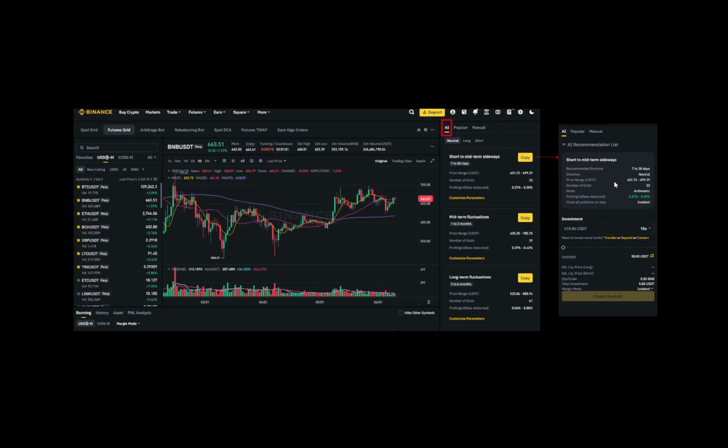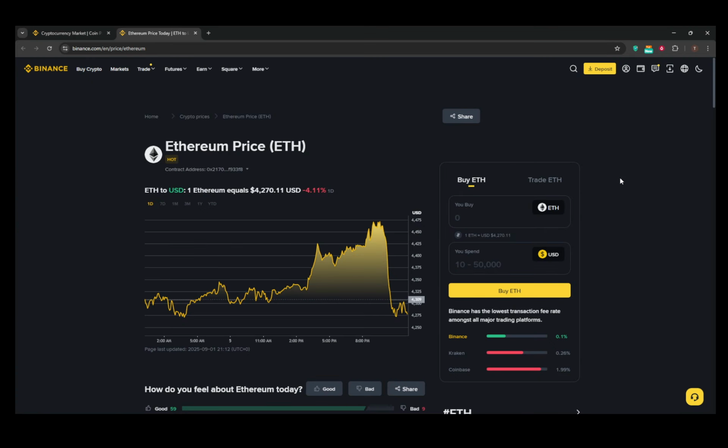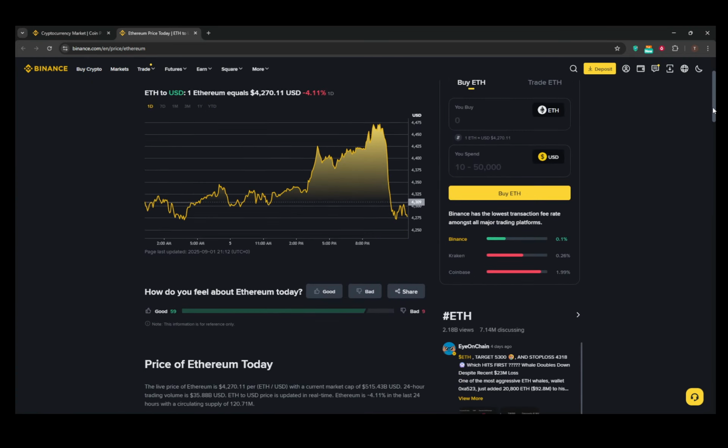By integrating these powerful AI tools into your trading workflow, you'll enhance your ability to make data-driven decisions, keeping you ahead of the curve in the ever-evolving crypto market.